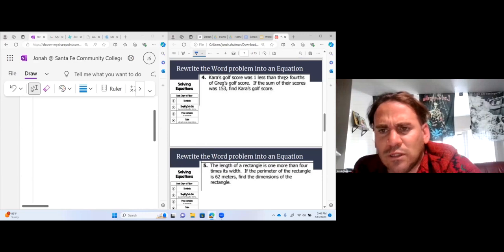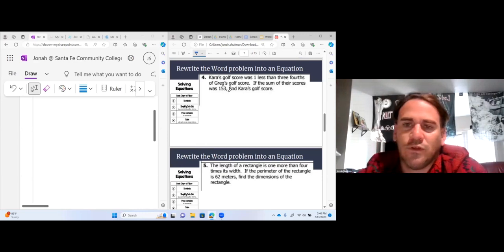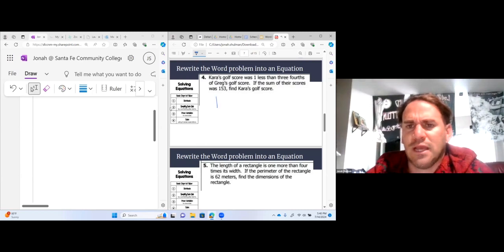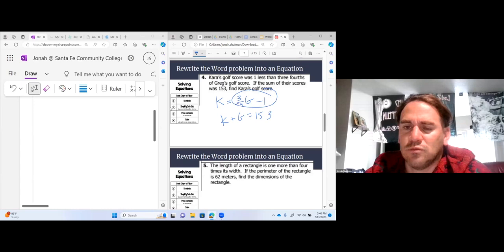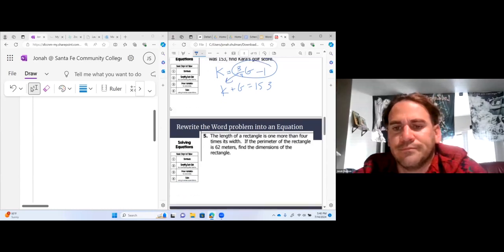Kara's golf score is one less than 3/4 Greg's golf score. The sum of their scores were 153. So I'm going to make Kara K. So Kara's golf score was or is one less than 3/4 Greg. So 3/4 Greg minus 1. The sum of their scores is 153. That's K plus G equals 153. I would take this, substitute for this, and solve.